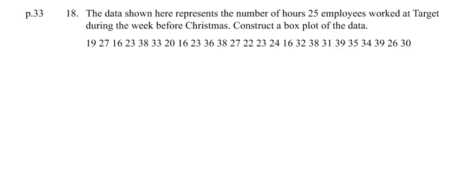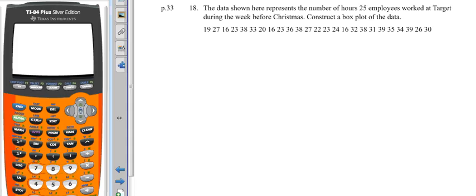So to construct a box plot, we need to know 5 pieces of information, sometimes called the 5-number summary. We need to know the minimum, the lower quartile, the median, the upper quartile, and the maximum value. Now, to find all of those, we need to put our data in order. Well, I'm going to let my calculator do some of the work for me.